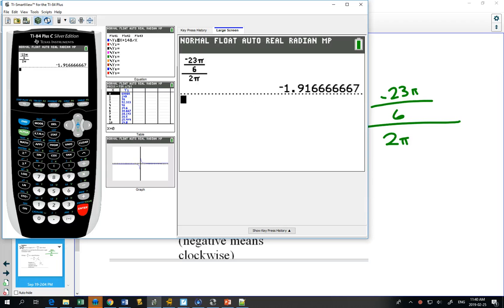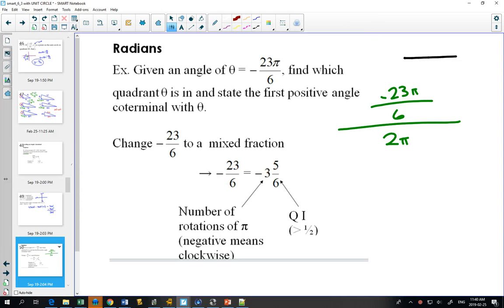What quadrant is that in? Close. Then 0.91 should make you think quadrant 4, but it's negative. So now, if I was going in the negative direction, negative 1, and now 0.91 more, it's going to end in quadrant 1 because you're going in the negative direction.